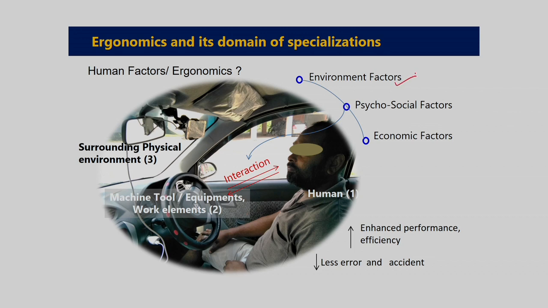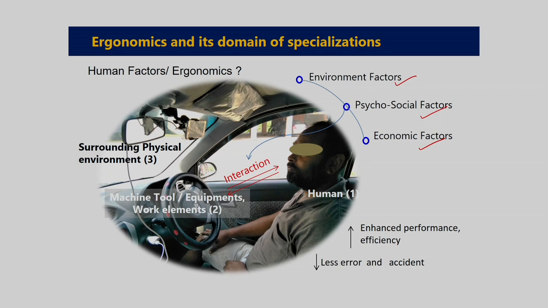So, environmental factors are also there, psychosocial factors are there, economic factors are there. So, all these factors ultimately affect this interaction. How will the interaction be? Whether this interaction is good or bad is actually decided by various factors, which are the influencing factors.